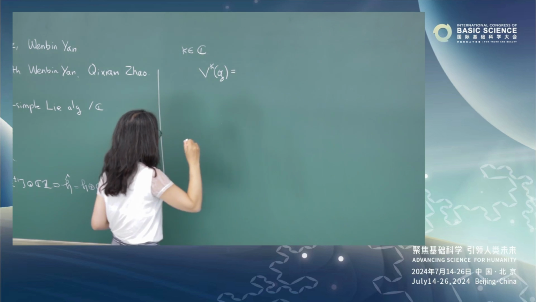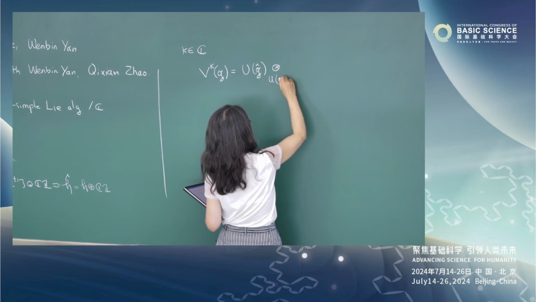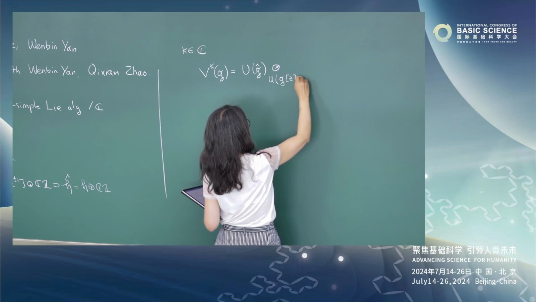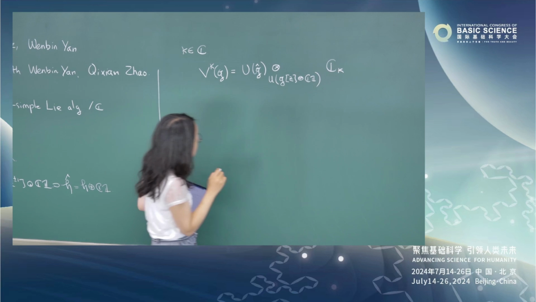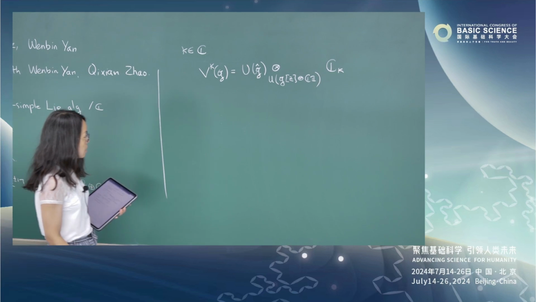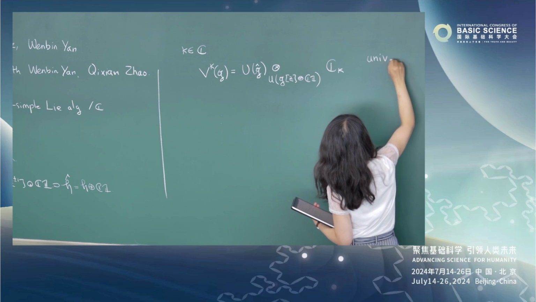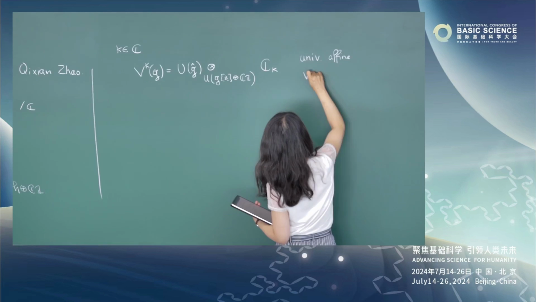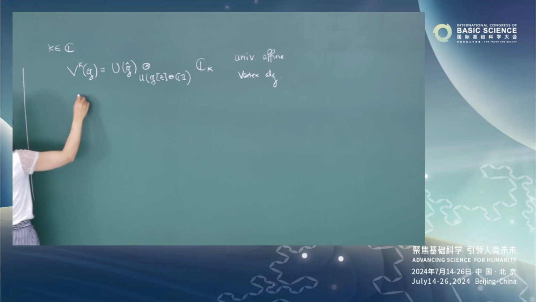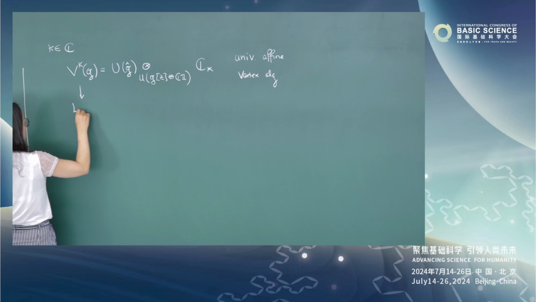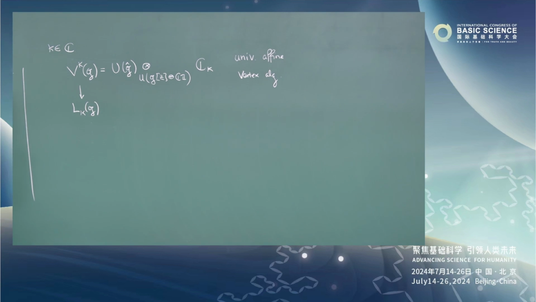As a vector space, this is the induced module from U of G tensor C, where you let the central element act by kappa and the other elements act trivially. It carries a structure of vertex algebra. This is the universal affine vertex algebra. And it has a simple quotient, which I denote by L kappa G. This is the simple affine vertex algebra in the title.